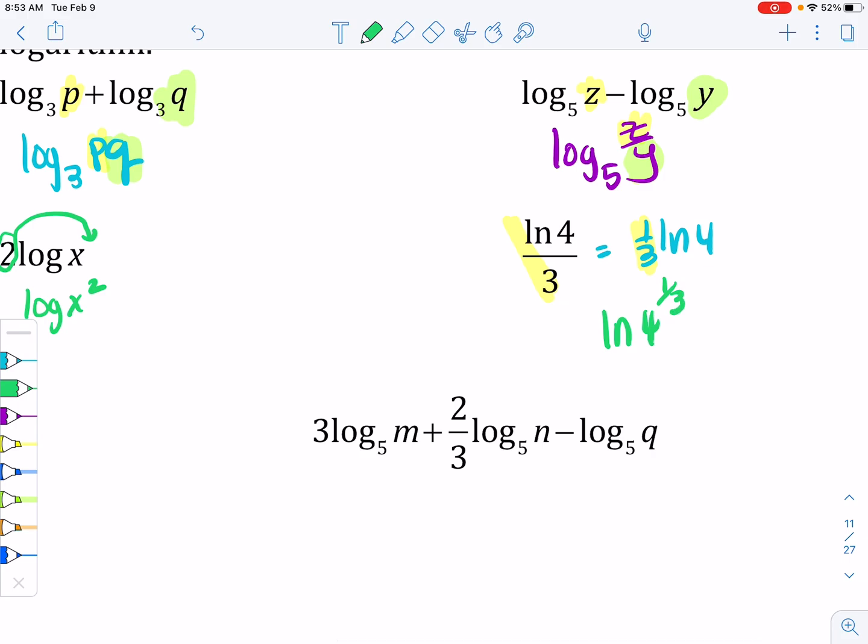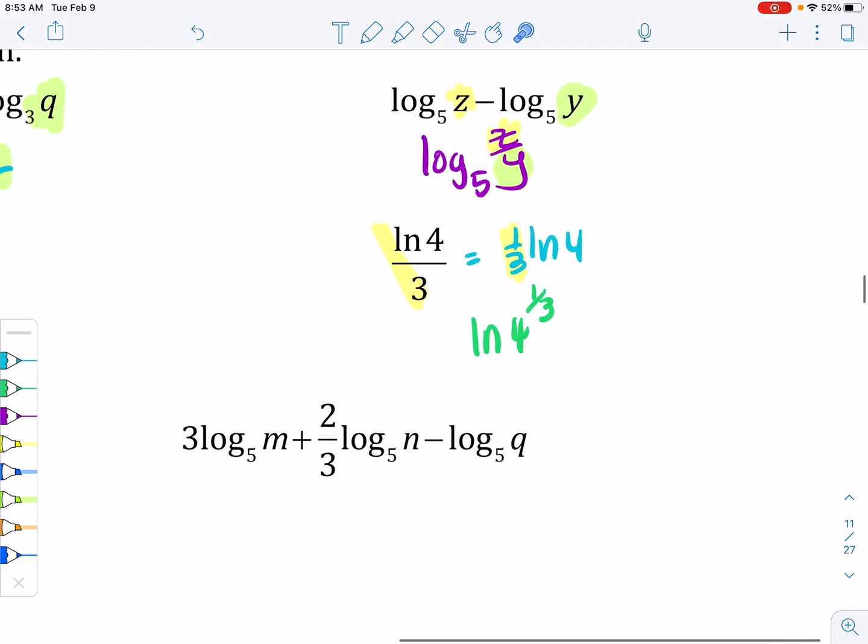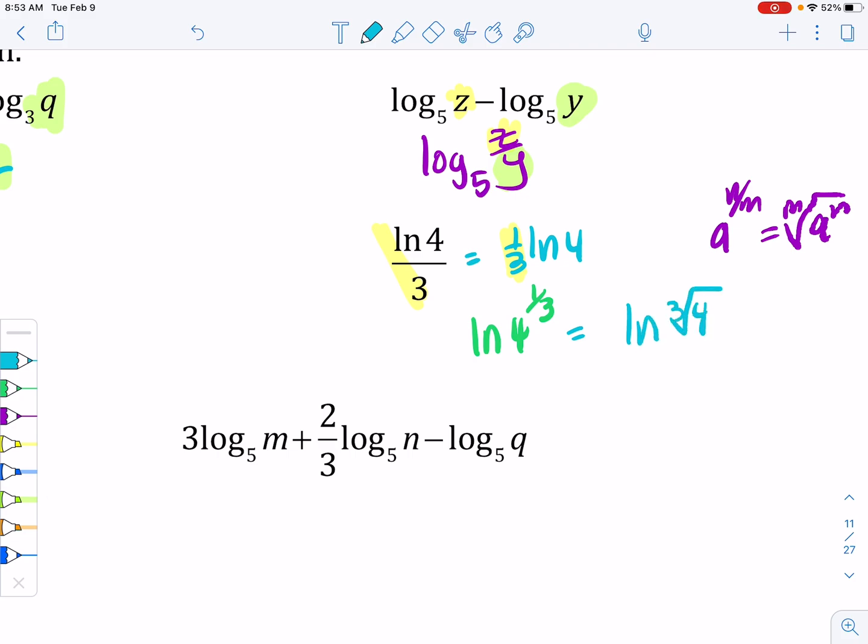Well, hopefully you remember from previous years that this can be written as a root when it's a fractional power. So you had this property here, that if you had a to the n over m, it was the same thing as the mth root of a to the n. So the numerator went to the power, the denominator went to what kind of root it is. So here, if you get a fractional power, I want you to switch it to a root. So this will be the natural log of the cube root of 4 to the first power, but I don't need to write the first power.